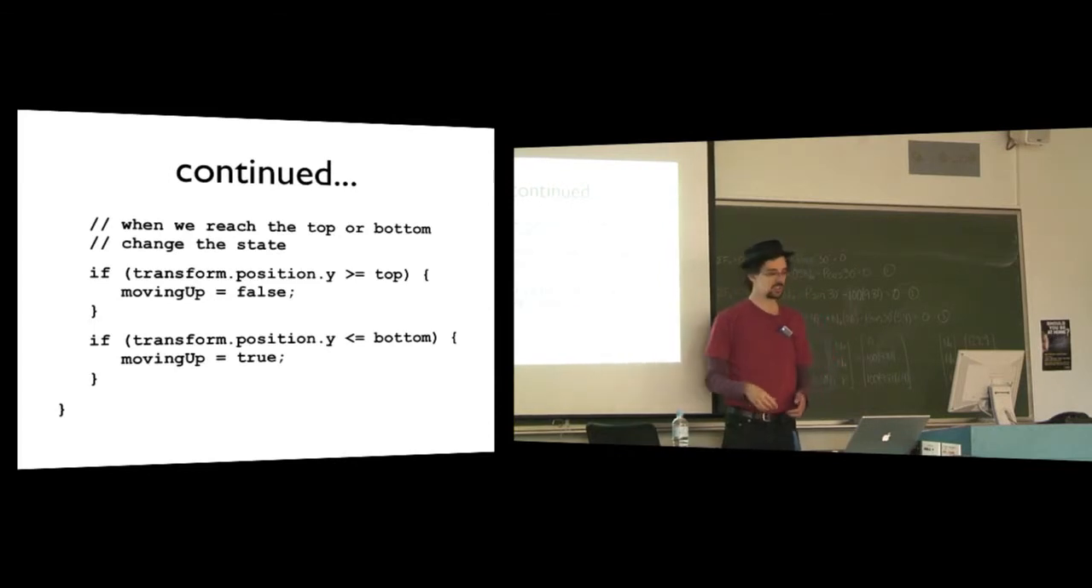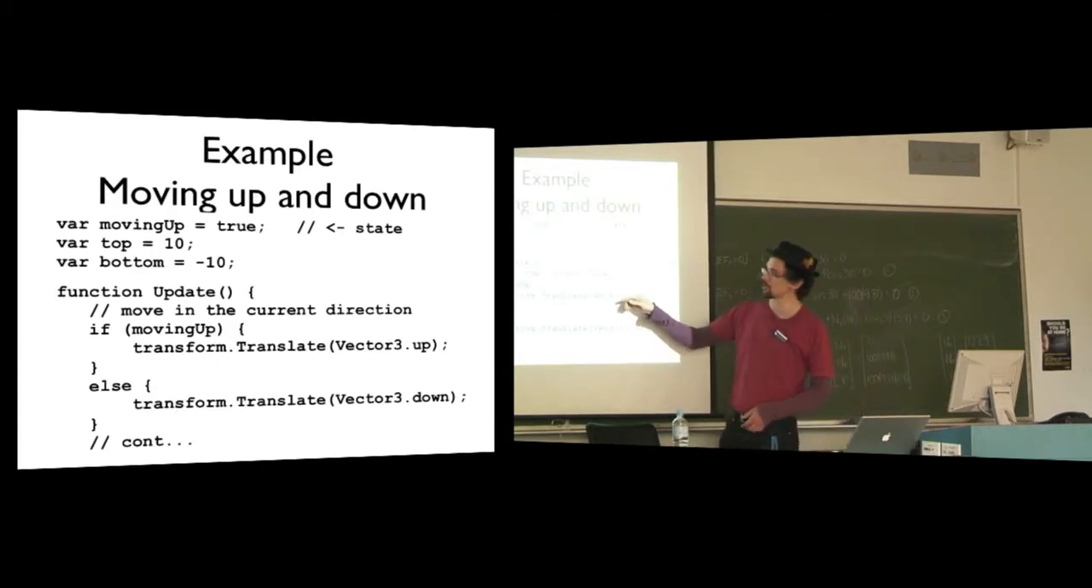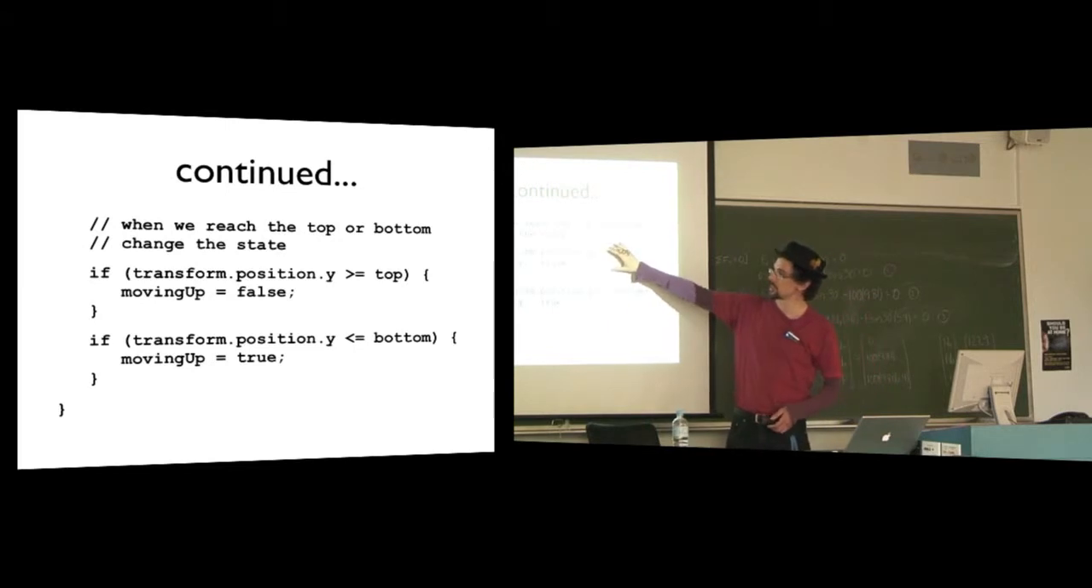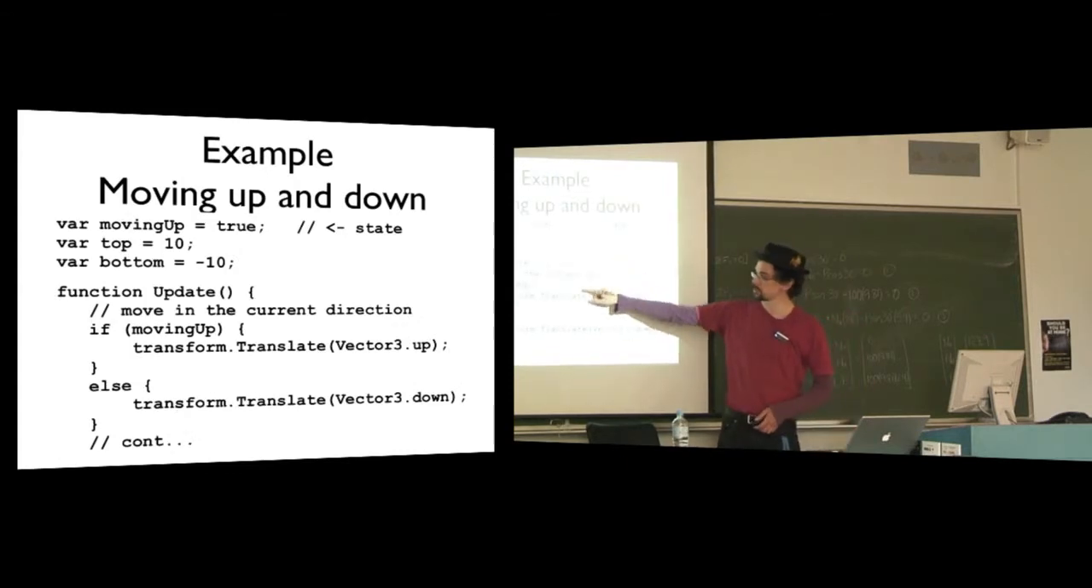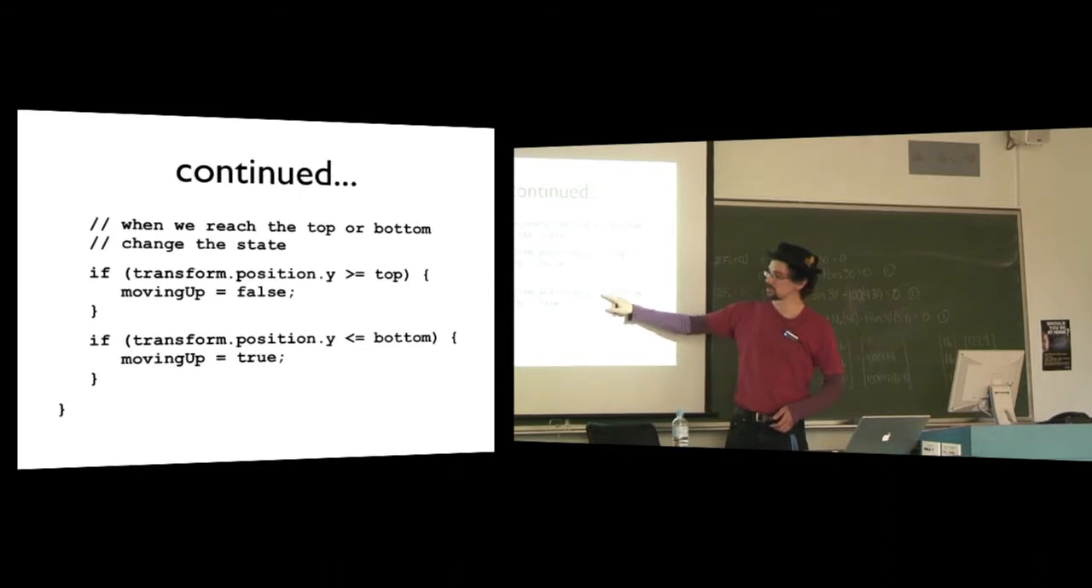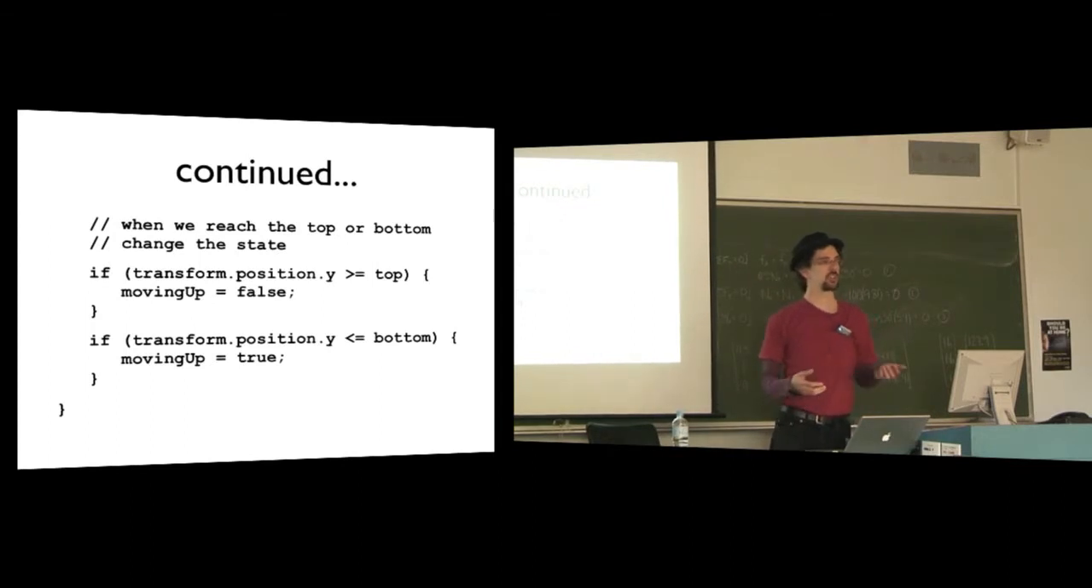I haven't got an example of this script, but as we run it, we'd start moving up, and move incrementally up the screen until we reach the top position. Then this if statement would be true, and we'd switch moving up to false. On the next frame, moving up would be false, so we'd be running vector 3 down, and we'll keep running that on every frame until we reach the bottom, and this if statement fires, and we switch it to true to go up. In this way we can make an object that changes its state over time and acts differently depending on how its state is changing.